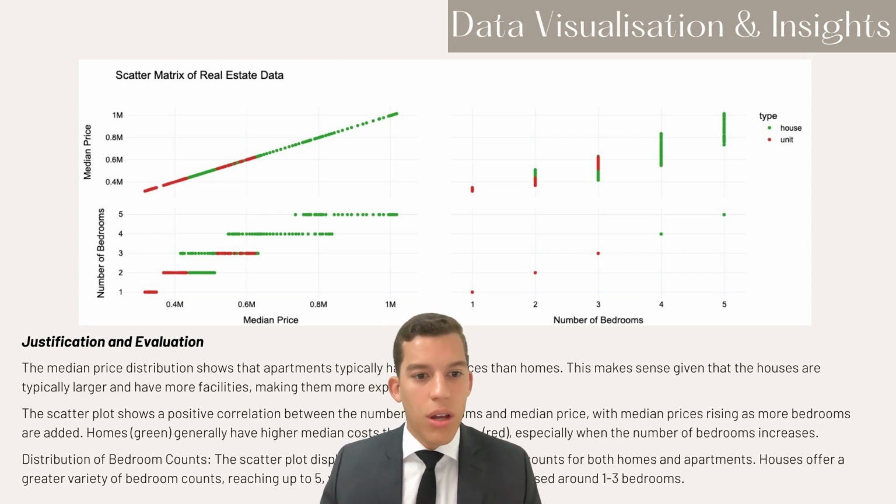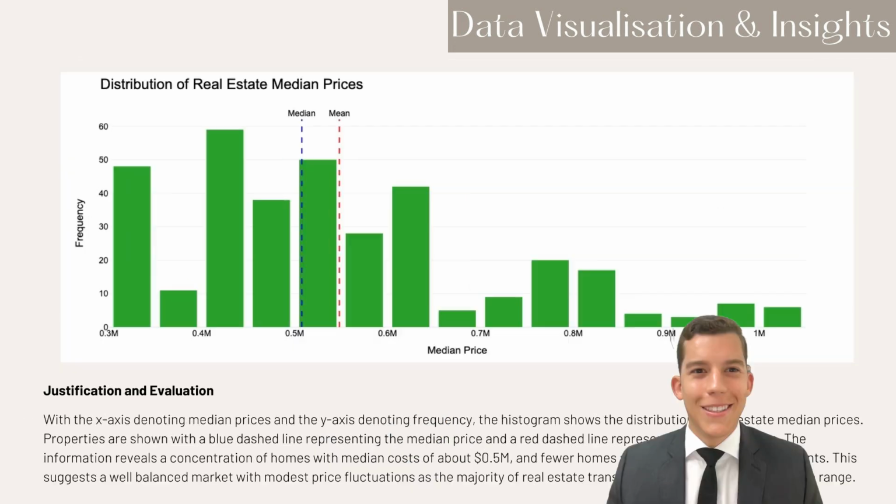Also, the distribution of bedroom counts. The scatter plot displays the distribution of bedroom counts for both homes and apartments. Houses offer a greater variety of bedroom counts, reaching up to 5, whereas apartments are more focused around 1 to 3 bedrooms.